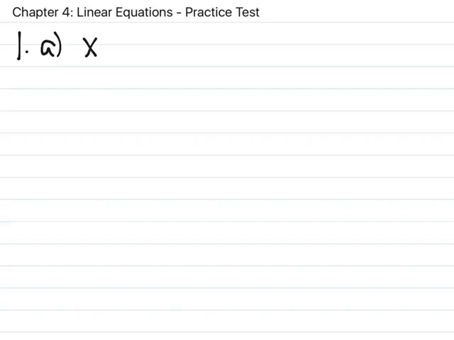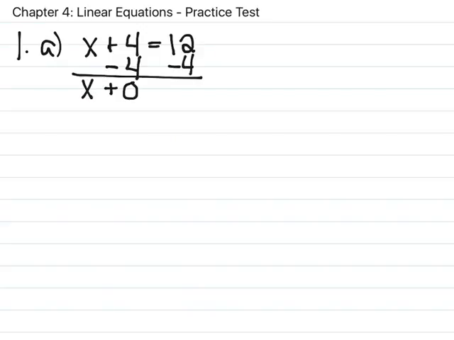So 1a, you have x plus 4 equal to 12. So you have to do the opposite operation to get x by itself. So you're going to subtract 4 from both sides, which will give you x plus 0 equals 8. So x equals 8.